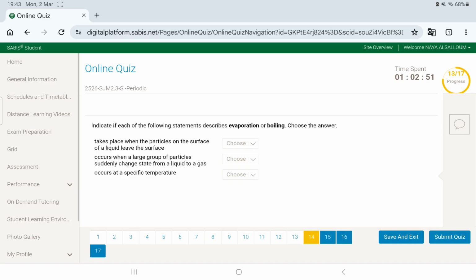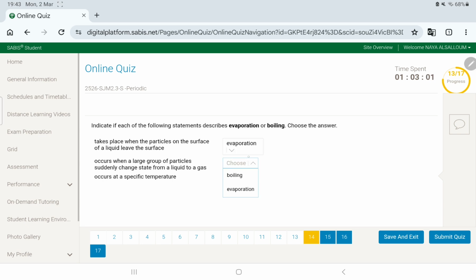Indicate whether it's evaporation or boiling. Now guys, here it's important. So it takes place when the particles leave the surface. That should be evaporation. Large group is boiling. Okay, now I'm going to explain it to you guys. What is the difference if we had a pot filled with really hot water? It's boiling water. And we have a pond that's filled with boiling water.